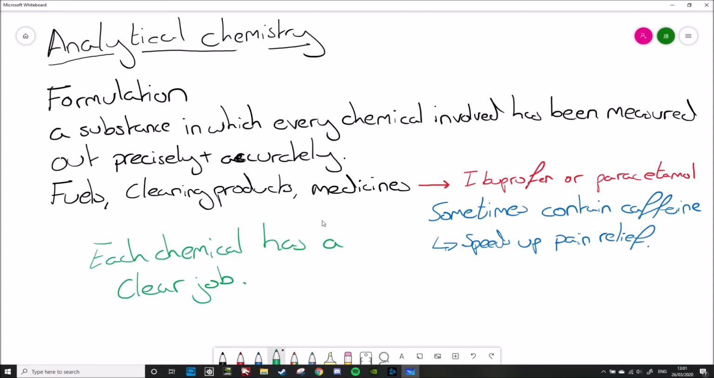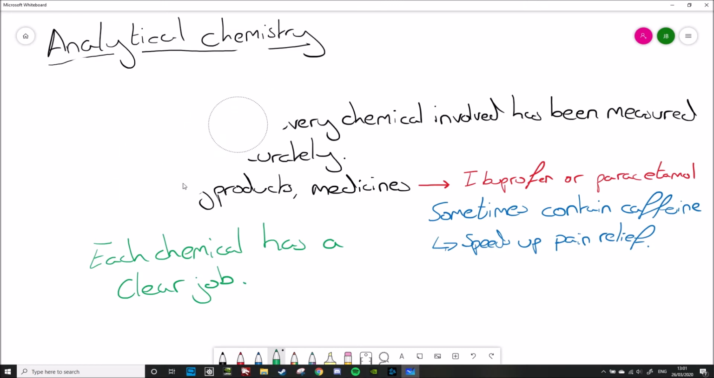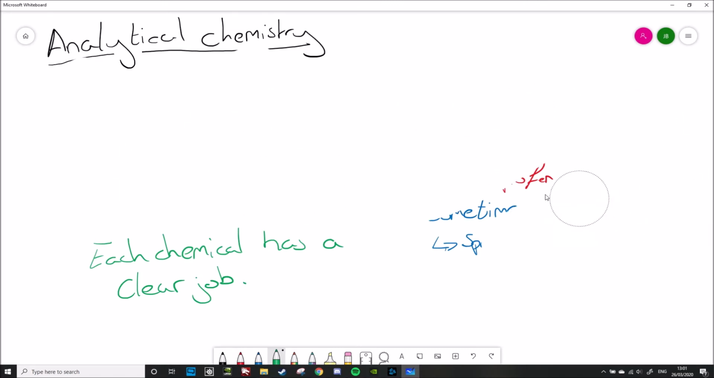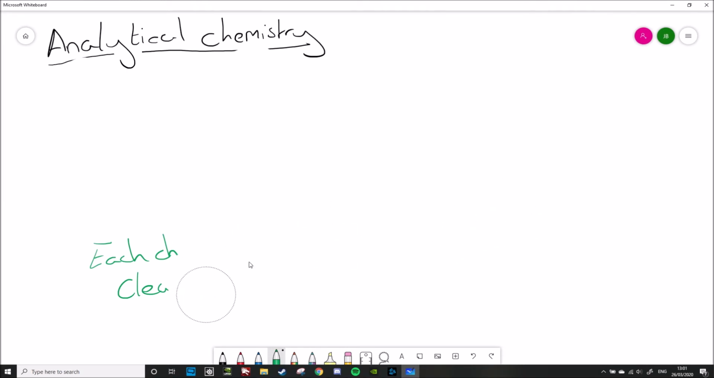Right, next we're going to move on to chromatography. Now chromatography is a required practical in this topic, but you probably have done chromatography quite a lot. If not, I heavily recommend going on to BBC Bitesize. They have some excellent information regarding practicals. So, chromatography.